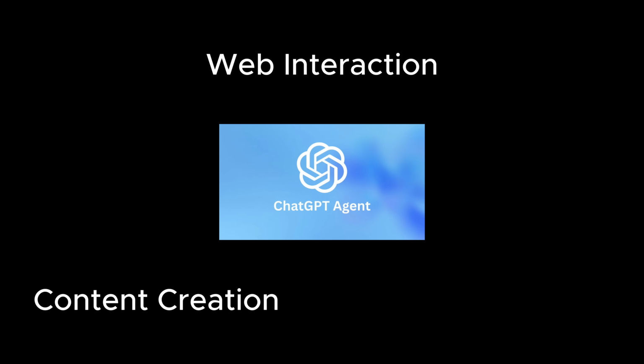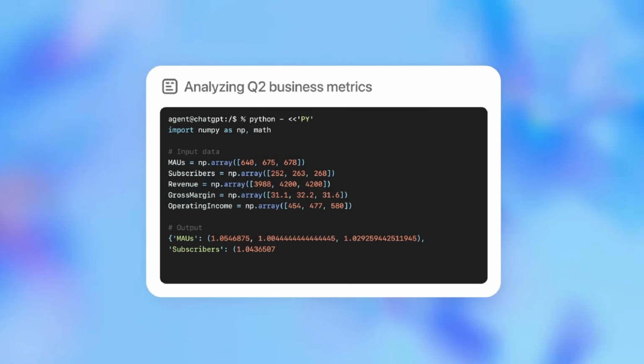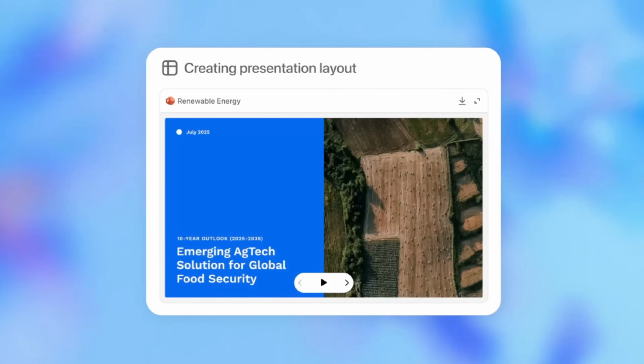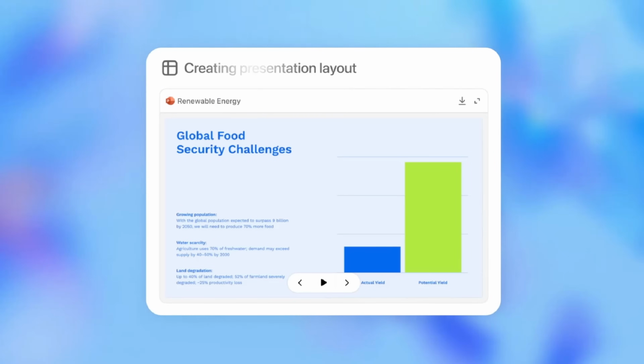Number two is actually content creation. So it can write and run code, generate images, presentations, documents, synthesizing information it gathers from the web. It can also do screenshots.